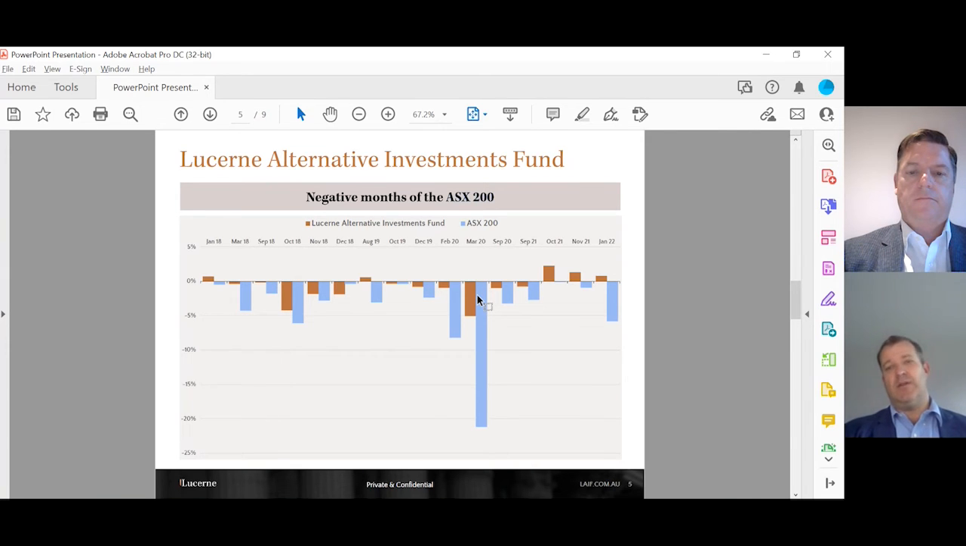At the time of this recording, it looks like LAIF's going to deliver a positive quarter for March of circa 2.4 to 2.5%, again ahead of the market, and that's primarily driven by that capital preservation period in January and that significant outperformance. And some strong returns again for the month of March.